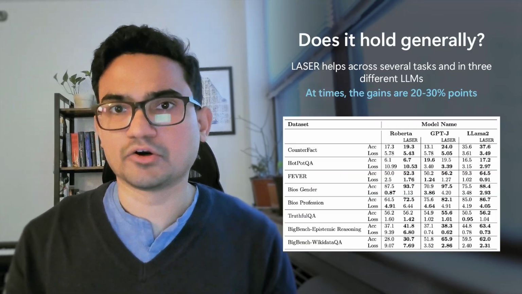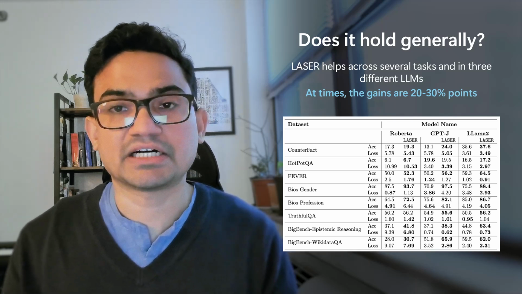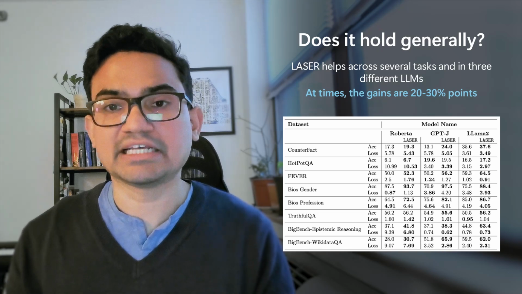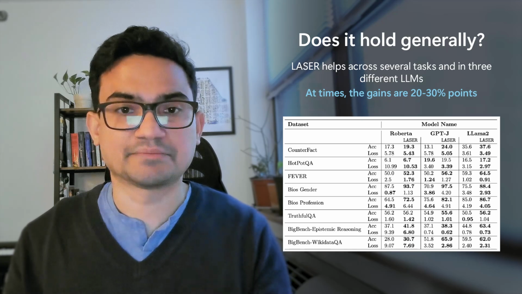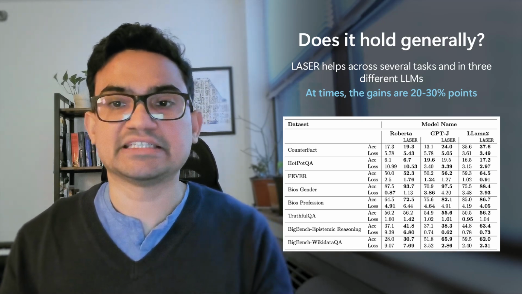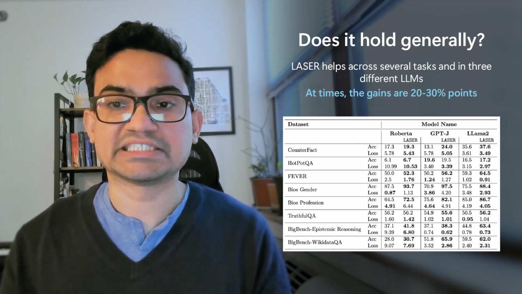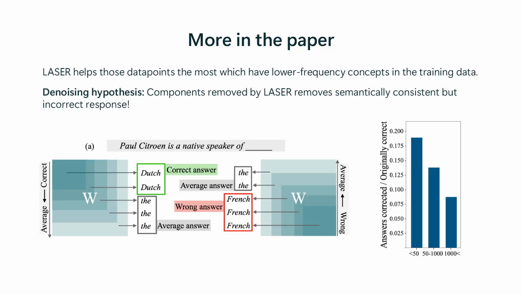So does this hold more generally? We find that yes, this does hold across several tasks and in three different LLMs, namely Roberta, GPT-J, and Llama 2. At times we see surprising gains like 20 to 30 percentage points. For example, on this task of gender prediction using biographies, we see that the performance of GPT-J goes from 70.9% to 97.5% accuracy.